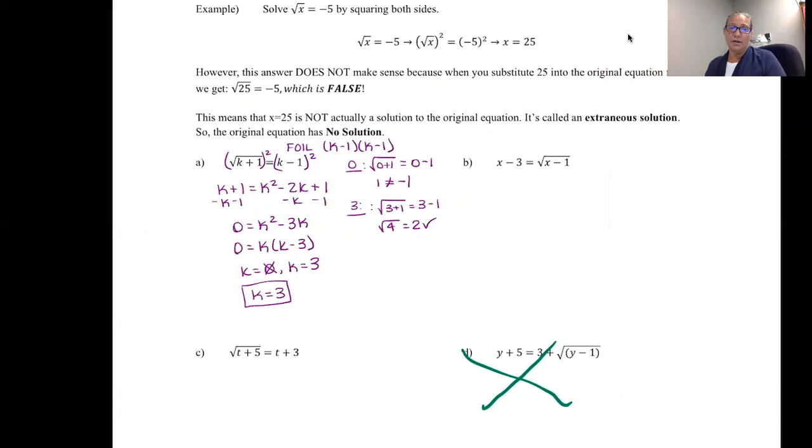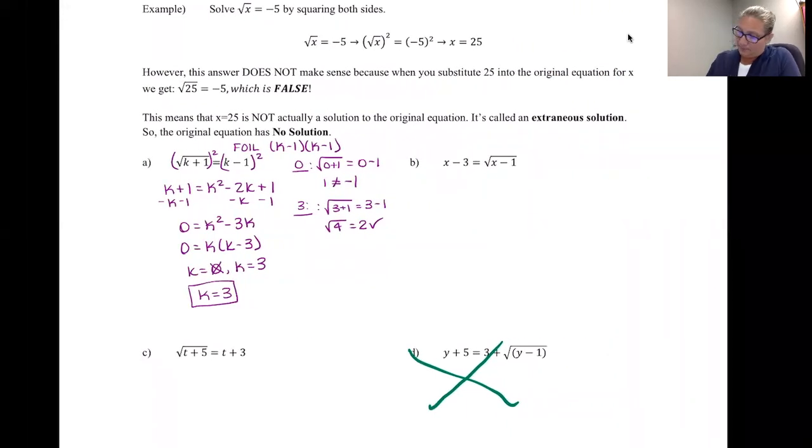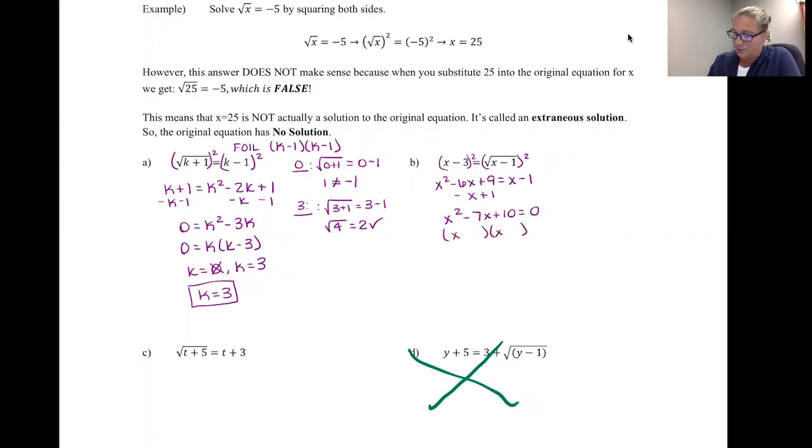Problems B and C will be solved the same way. Square both sides, FOIL it out, set the equation equal to 0 by subtracting x and adding 1. So x squared minus 7x plus 10 is equal to 0. This time we have a trinomial, so we have to see what multiplies to give us 10 and combines to give us negative 7: negative 2 and negative 5. Set each factor equal to 0, and x is 2 or 5.